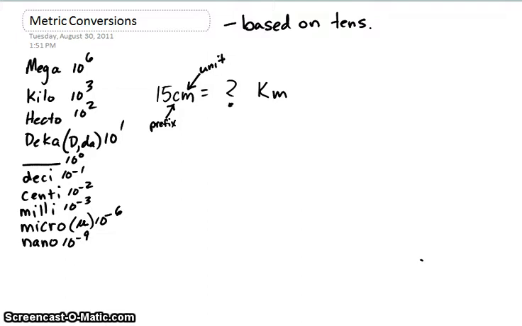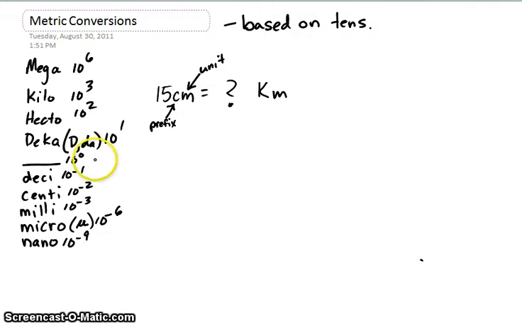That could be 15 centigrams to kilograms, or 15 centibobs to kilobobs. Let's say that bob is a unit. But you get my drift. It doesn't matter. Since everything's based on units of 10, it's the prefix that really matters, not necessarily the base unit. Cool?